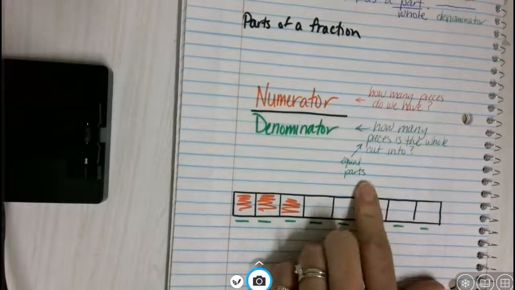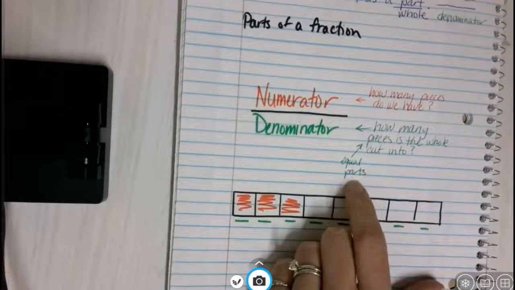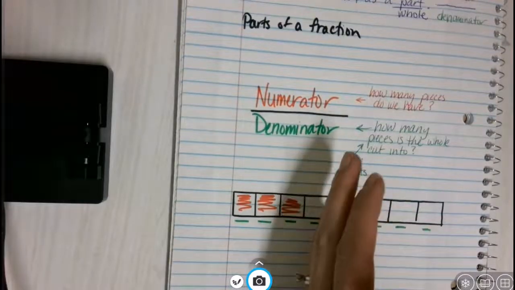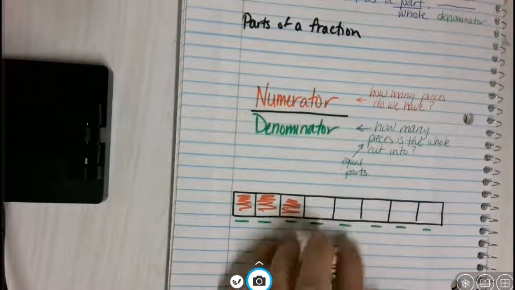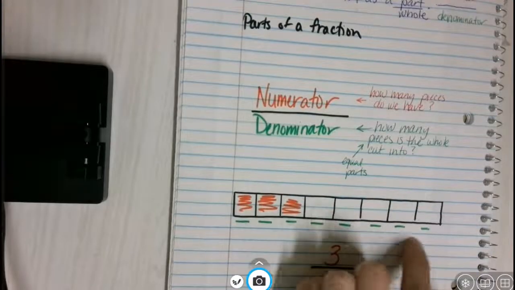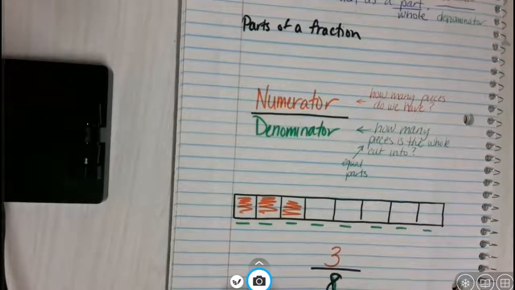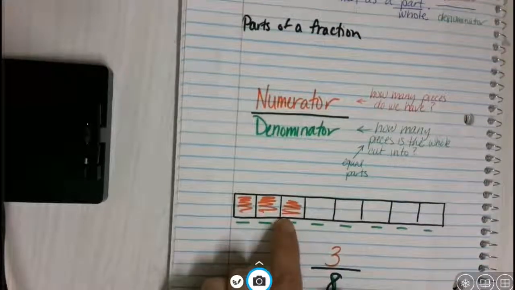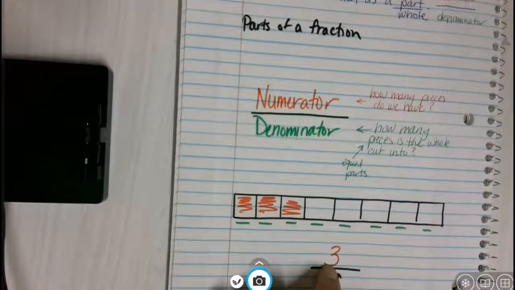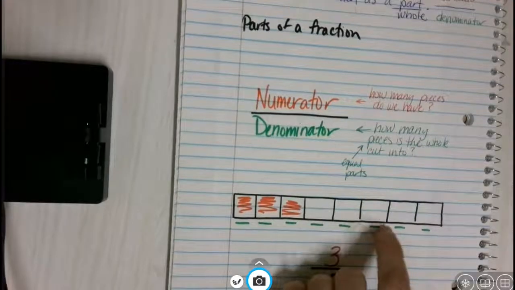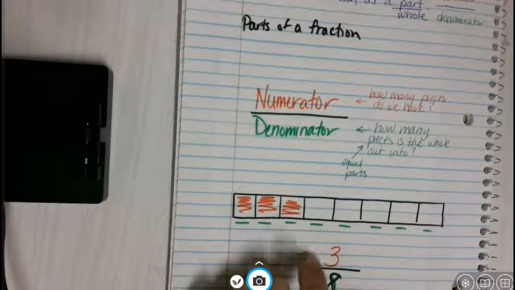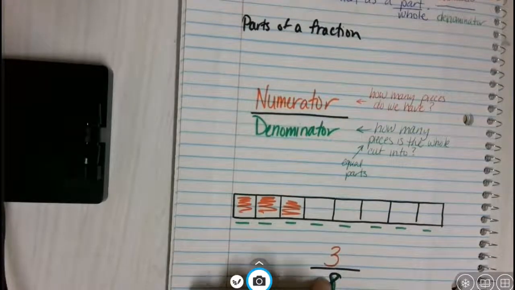So then let's take a look at this. One thing with our denominators, we want to remember they have to be equal parts. I can't just cut this willy-nilly. It has to be in equal parts. So in this example, I've taken one whole box and I've cut it into 8 pieces, so that becomes my denominator, and 3 of them are shaded, so that's my numerator. Okay, so the fraction that would represent here is 3 divided by 8, or 3/8.